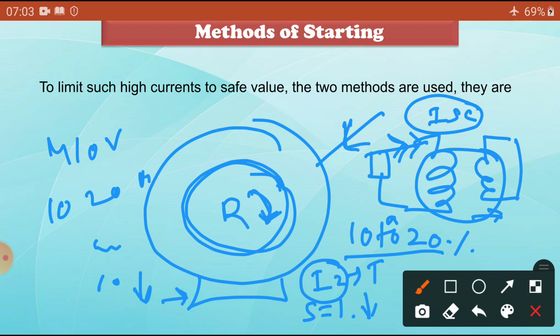Otherwise, I have to use some resistance in the rotor circuit. So instead of a short circuit, I can use some resistance in the secondary. But in this case, what will happen? In a squirrel cage, it is not possible to insert the copper bars. Both are welded. Not possible. But in the case of the slip ring induction motor, it is possible to insert the resistance externally with the help of the rotor rheostat.